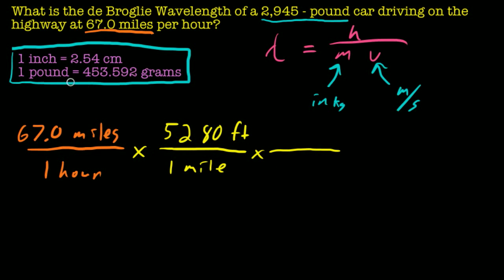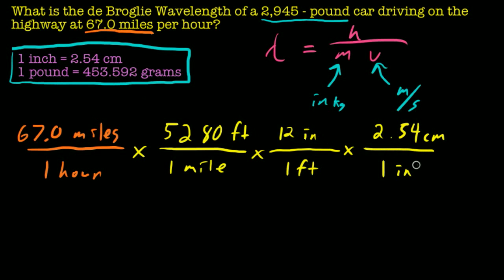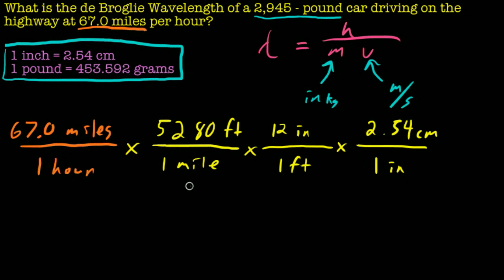And then we have to get to inches, right? That's what our conversion is. We're converting inches into centimeters, so we have to get down to inches. We can say 1 foot is equal to 12 inches. And then from here, 1 inch is equal to 2.54 centimeters. So now we're in metric, and this is a little bit easier to convert.